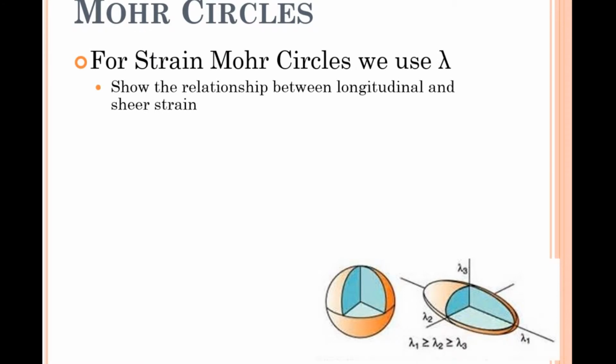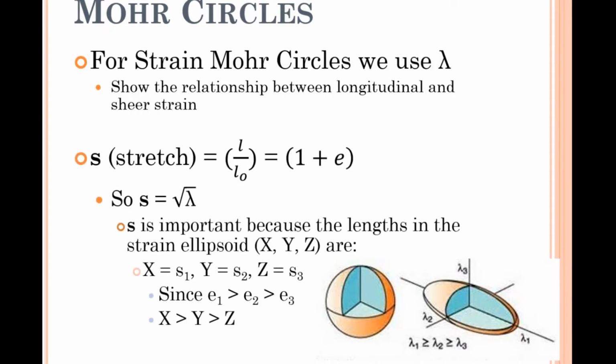So, Mohr circles for strain. Next week we do stress Mohr circles. So it's important. We're going to use lambda. And it's showing the relation between longitudinal strain, that elongation, and shear strain.